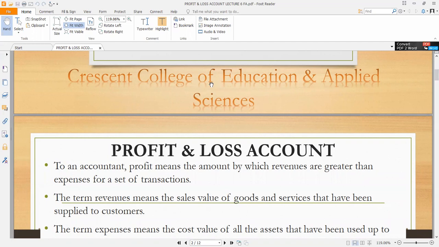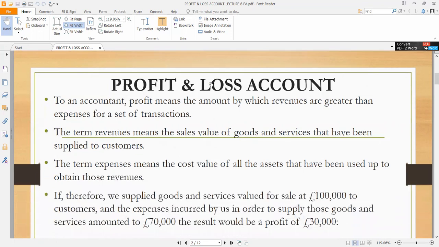But in the case of me buying or manufacturing a product at $20 and I sell it at $15, it means that I have a loss. So to an accountant, profit means that the revenue you get from the goods or the product is greater than the expense for a set of transactions. Meaning that I sell it at a higher price. So that's what we call a profit.